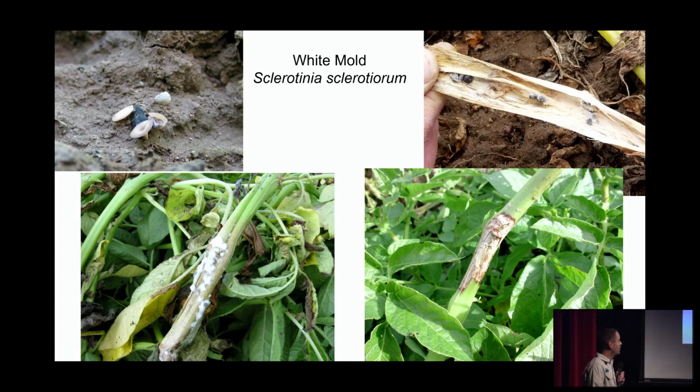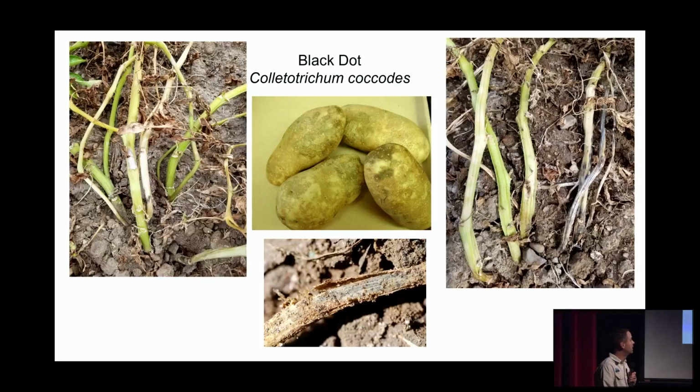We also deal with white mold. In severe cases, it can reduce the health of your canopy. Jeff talked about it a little bit earlier. These are just some close-up pictures of what we see out in the field. Jeff talked a little bit about black dot.